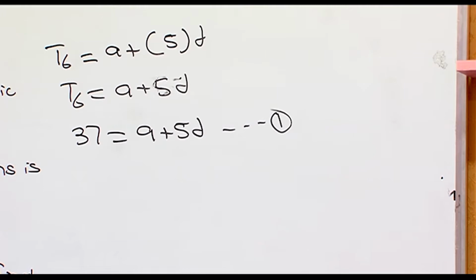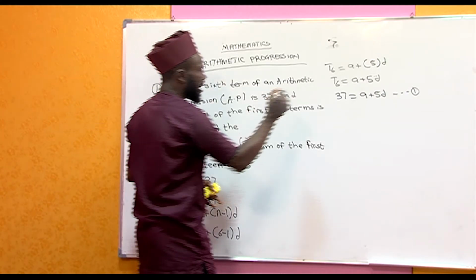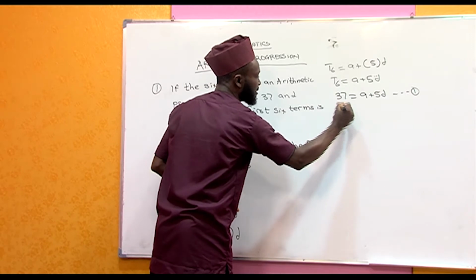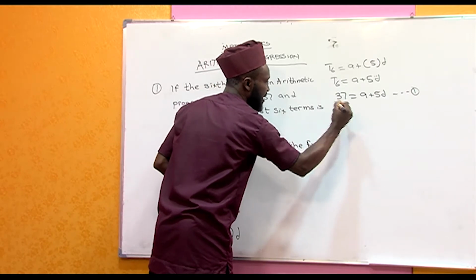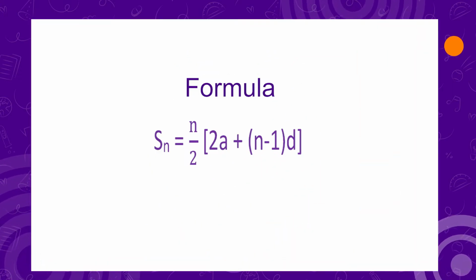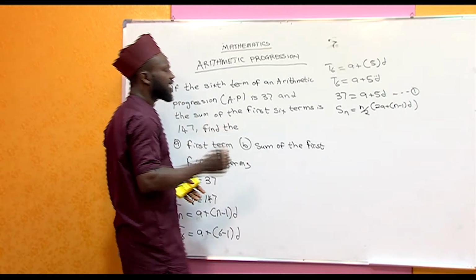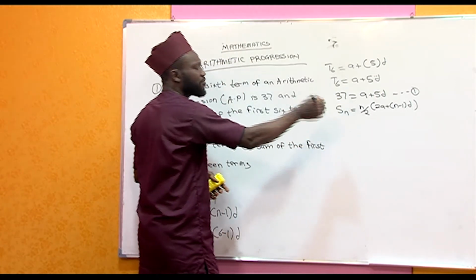We are told that the sum of the first six terms is 147, which means I know the general formula for the sum of n terms, which is: Sn = n/2 (2a + (n − 1)d). Then, since we are talking about the sum of the first six terms, I need to substitute n = 6.